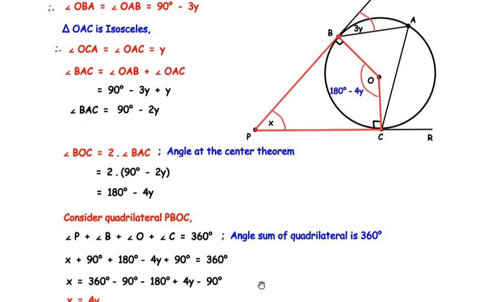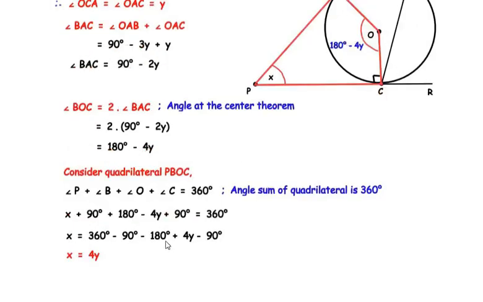Now let us make x the subject, and taking all the other terms to the other side of the equal to sign, we get 360 minus 90 minus 180 plus 4y minus 90. Now minus 90 and minus 90 is minus 180, and minus 180 and minus 180 is minus 360. So 360 minus 360 will cancel each other out, giving us the remaining term as 4y. So we have proved that x is equal to 4y. And this is our answer.